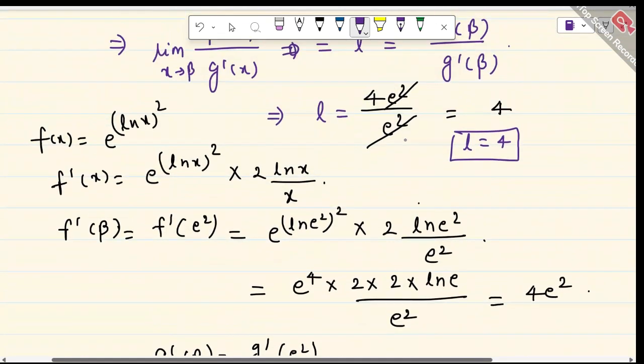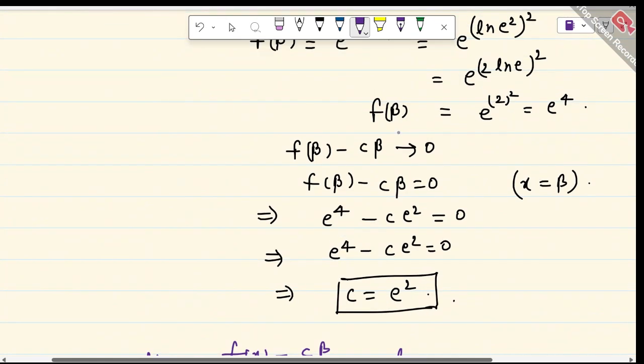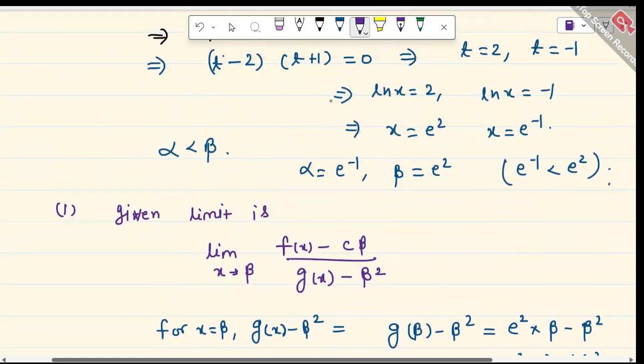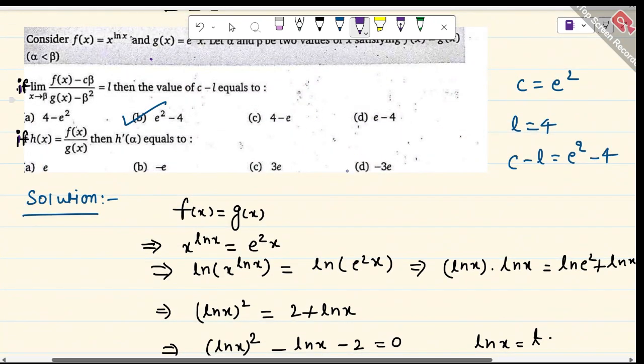So the answer of the second question is option D, minus 3 times e.